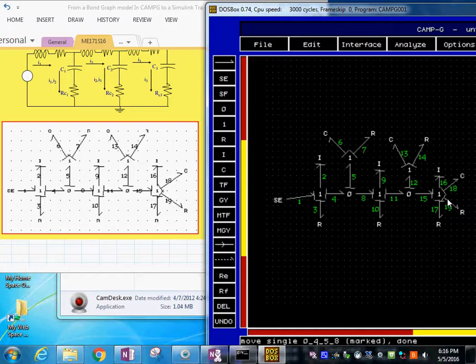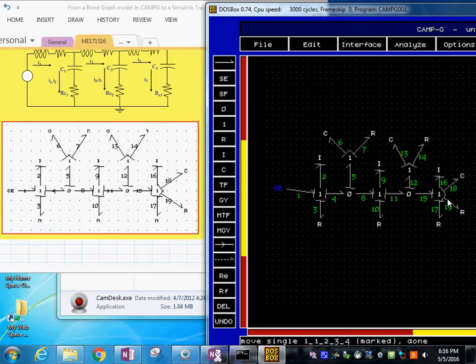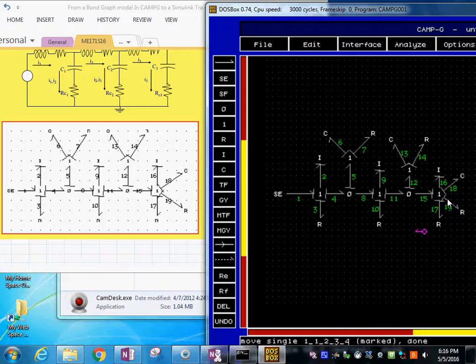See, to undo. We just need 1, and I did 2. That is perfectly fine. We have exactly the same bond graph model in CAMG as I have it in the notes. And now the idea is to obtain a transfer function for the variable E18 as an output variable.